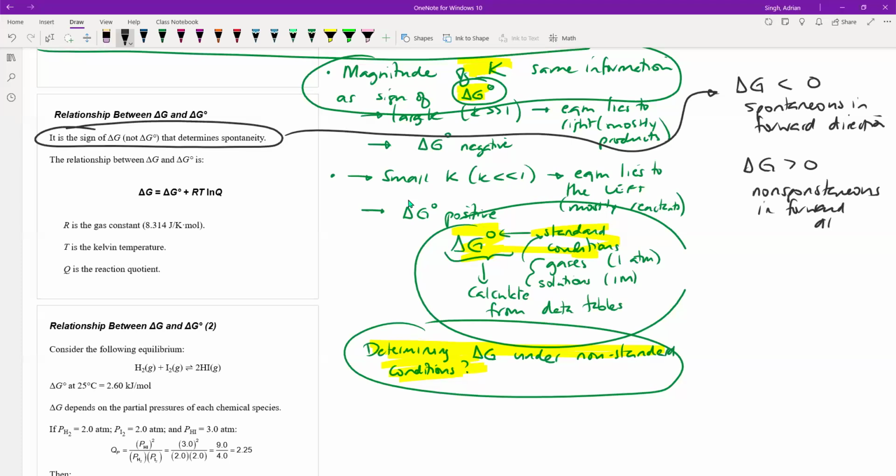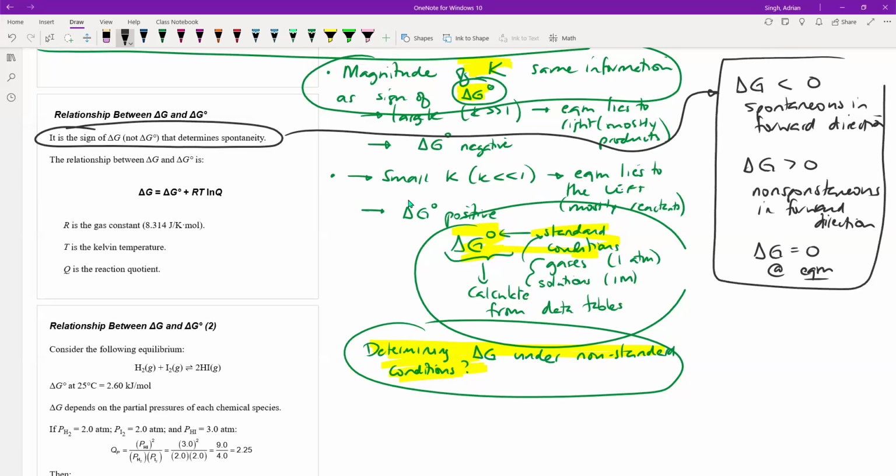Which means it's spontaneous in the reverse direction. And it will proceed in that reverse direction until we establish equilibrium. If delta G is equal to 0, we know that the system is at equilibrium. So the sign of delta G, which is the delta G under whatever the conditions are of our experiment, tells us how that reaction will proceed.